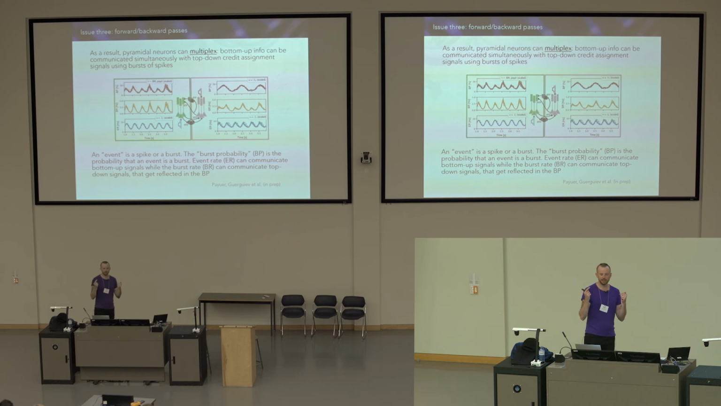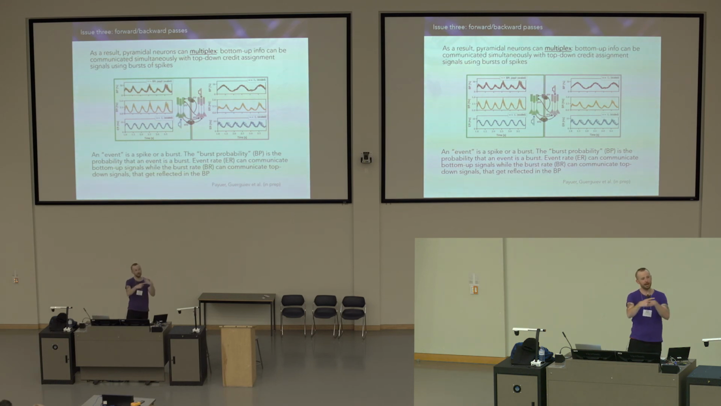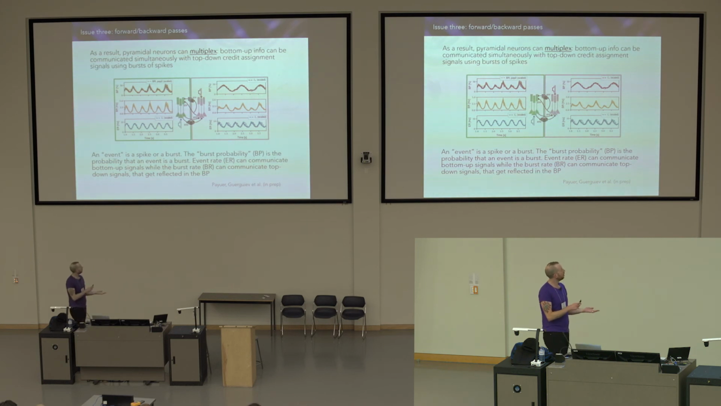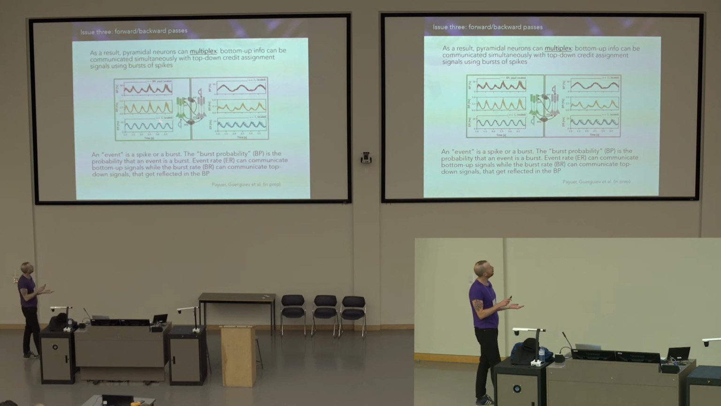And this means that you can simultaneously broadcast feed-forward and feedback signals in your pyramidal neurons without having separate forward and backwards passes. Because basically, your bottom-up signals can come through and they can be propagated with single spikes, and your top-down signals can be propagated with bursts. So this is an idea that Richard Naud, my collaborator at University of Ottawa, and I have been looking at.